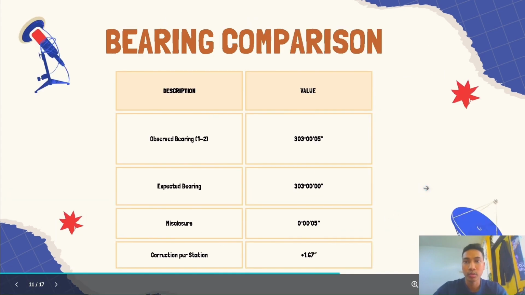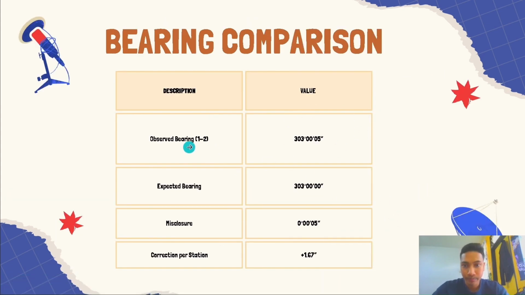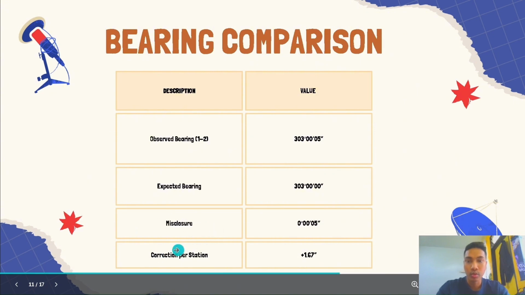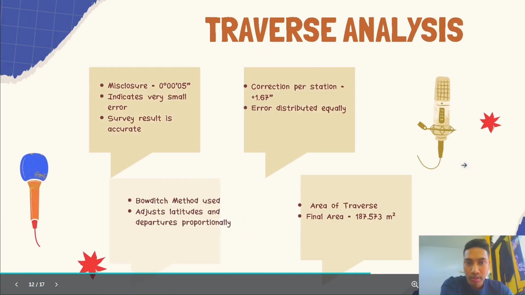Okay, that's our result. So moving on to our bearing comparison. As for our observed bearing, the value is 303 degrees, 0 minutes and 5 seconds. As for the expected bearing, it is 303 degrees exactly. So therefore our misclosure is 5 seconds. And then we implement the correction, which is plus 1.67 per station.